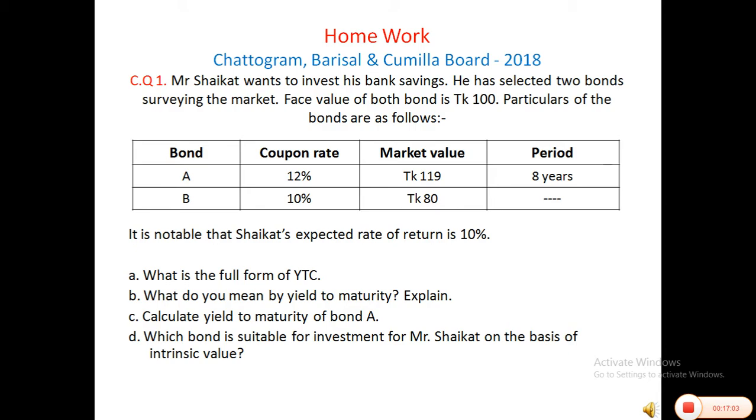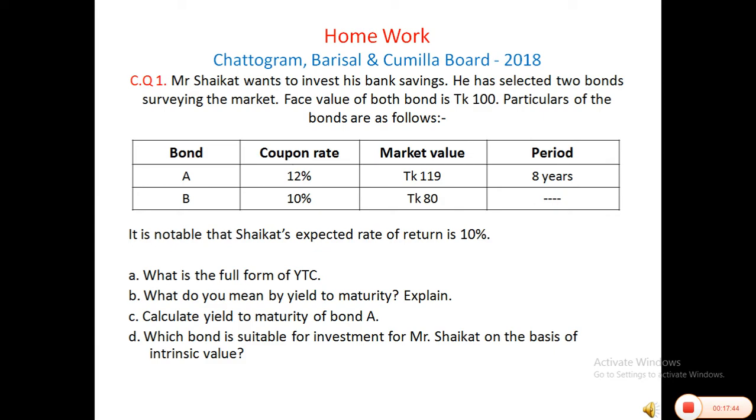Homework. Two board creative questions have been given as your homework, which you will record in your homework copy. CQ1. Chattogram, Barishal and Cumilla Board 2018. Mr. Shoykot wants to invest his bank savings. He has selected 2 bonds serving the market. Face value of the bond is Taka 100. Particulars of the bond are as follows.